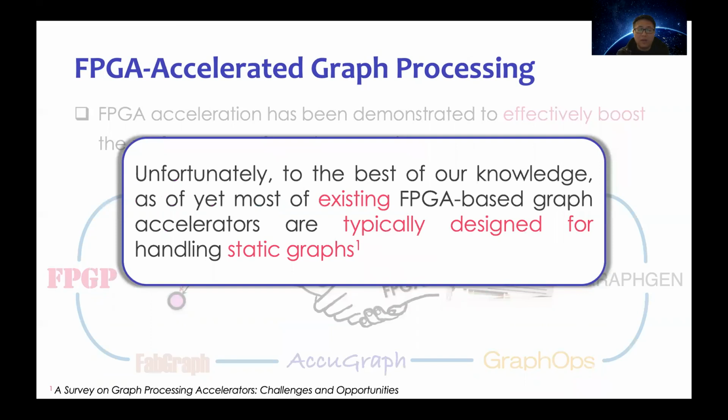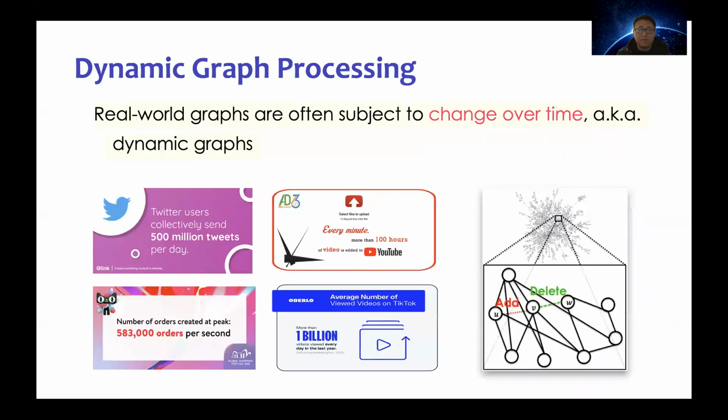Unfortunately, most existing FPGA-based graph accelerators are designed for handling static graphs. In fact, real-world graphs are often subject to change over time, aka dynamic graphs. For instance, the Twitter graph may be updated with 6,000 tweets per second.